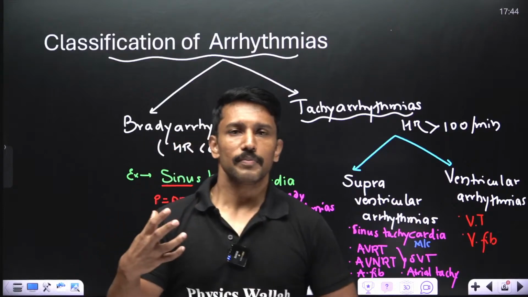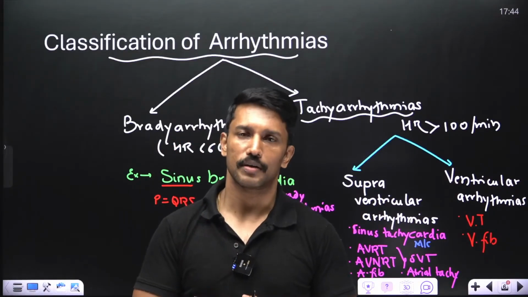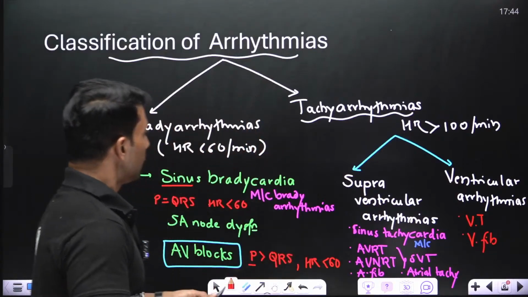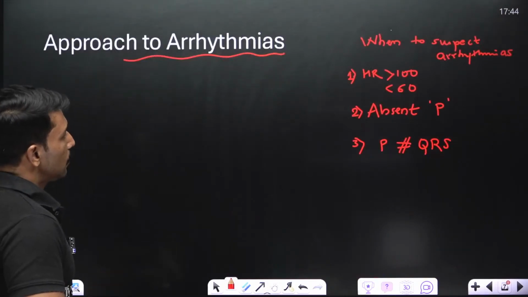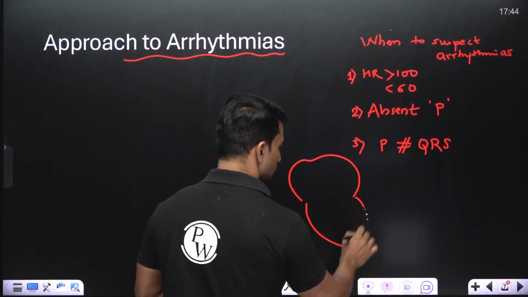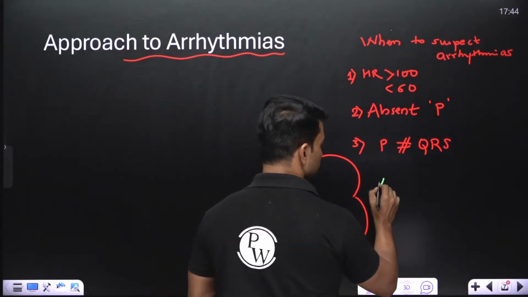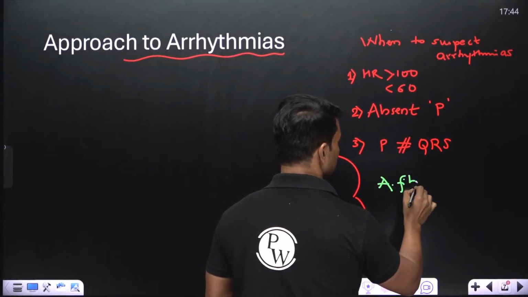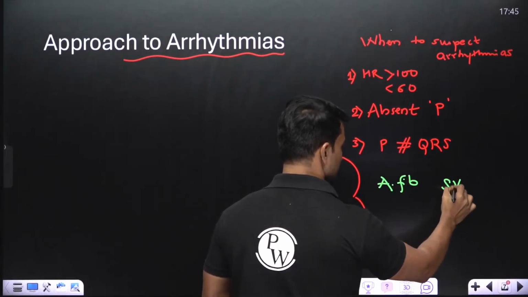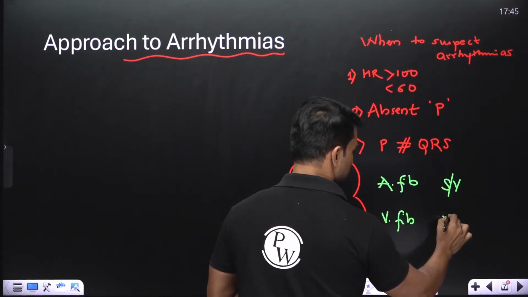Now, if you're asking me, why is it important, sir, to know whether it is supraventricular or ventricular? Okay, let me tell you. Which one is most dangerous? Is it ventricular or supraventricular? Let us take two examples. Atrial fibrillation, which is supraventricular, right? And ventricular fibrillation, which is a ventricular arrhythmia.